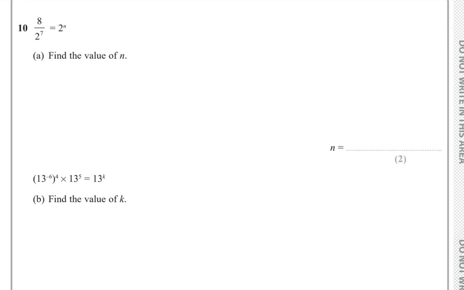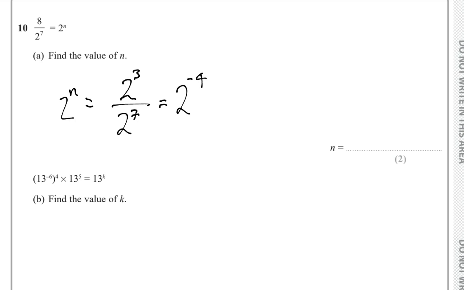Okay, find the value of n. So they've made this slightly more two-step than the simplest version of these questions. So the first thing you've got to do is put the whole thing in powers of 2. So 8, do you know what the power of 8 is? Well, you can do it by trial and error, but 2 to the 3 is the same as 8. So this 2 to the n is 2 to the 3 divided by 2 to the 7. If we divide the powers, we're going to subtract them. So this is the same as 2 to the 3 minus 7, which is minus 4.